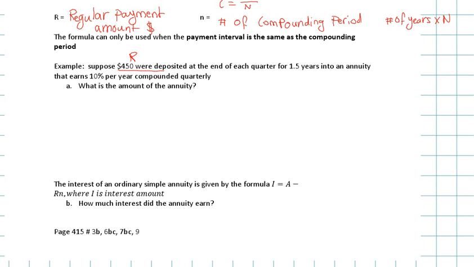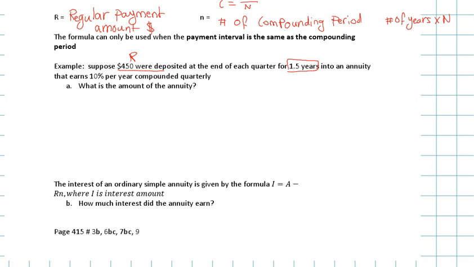How long am I putting that into an account? 1.5 years. So basically that's my number of years, but I have to find my compounding period. I don't know what my compounding period is. Well, I do know, but that's not N, because N should be this times big N. Quarterly means 4 times a year. So I have to multiply this by 4.